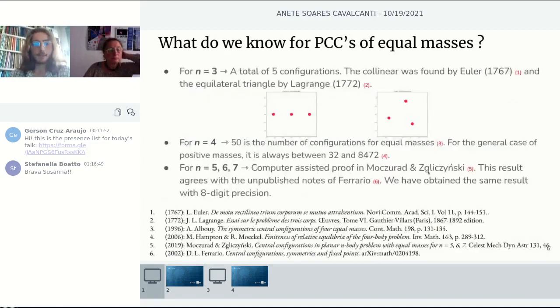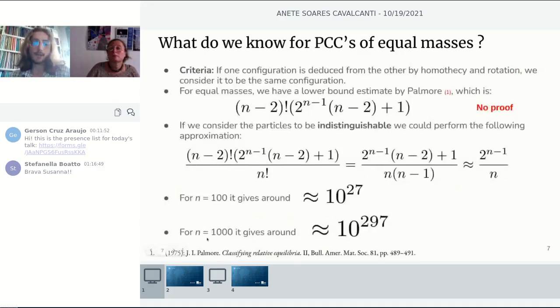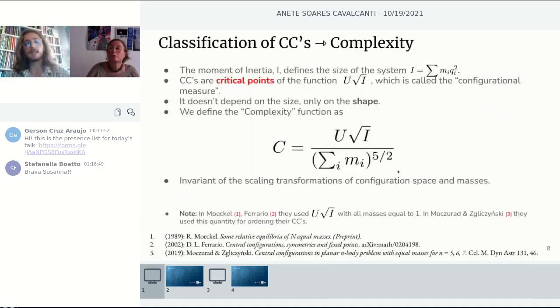You can get an idea here. I come back to the last slide. Here is the result from Moeckel and Sijinski for seven bodies: it took them 98 computer hours. So for 1,000, the problem escalates quite quickly. And that's why we propose this quantity called complexity.